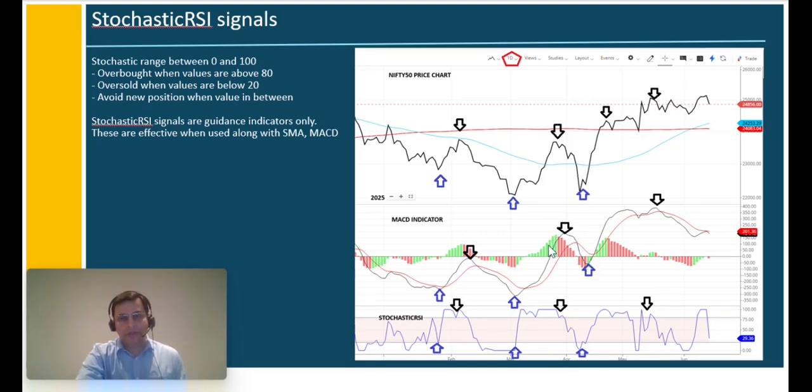MACD is indicating reversal with this MACD stochastics chart as well, turning from green to red, and slowly your price is also dropping out. So stochastic, when used along with MACD and SMAs, gives you an indication of whether the market is oversold or overbought, and slowly you will see a market trend reversal going to happen. So always use stochastic as an indicator along with the combination of MACD and SMA.